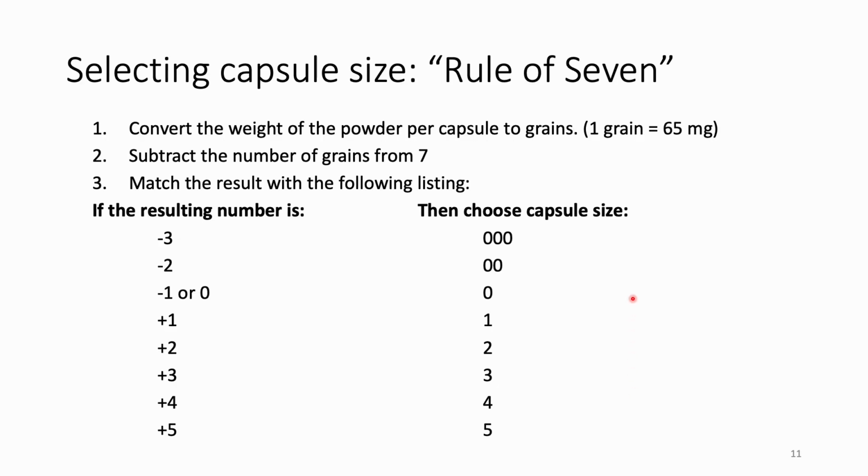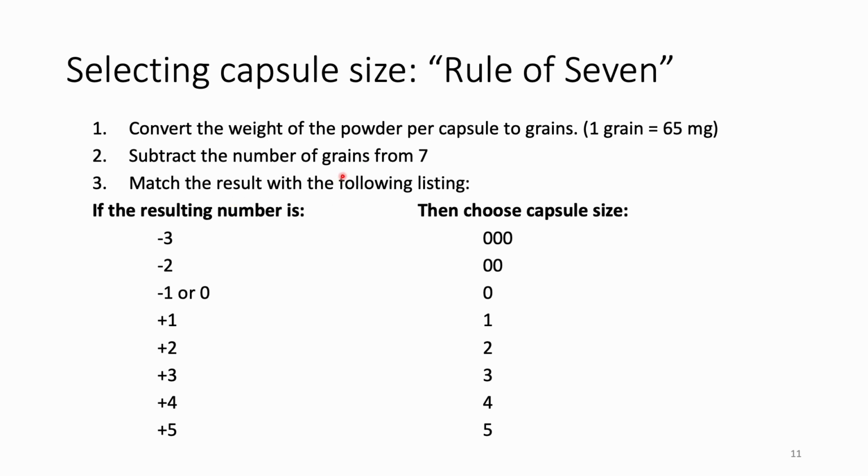Another simple rule to roughly screen in selecting the capsule size is the rule of 7. What's the rule of 7? When you have the weight of the total powder, including API and excipient, and you know the weight of each capsule, you convert the weight of powder per capsule to grams. Remember, 1 gram is equal to 1000 milligrams. You convert the milligrams into grams. Then you have the number of grams. You subtract the number of grams from 7. Match the result with the following listing.